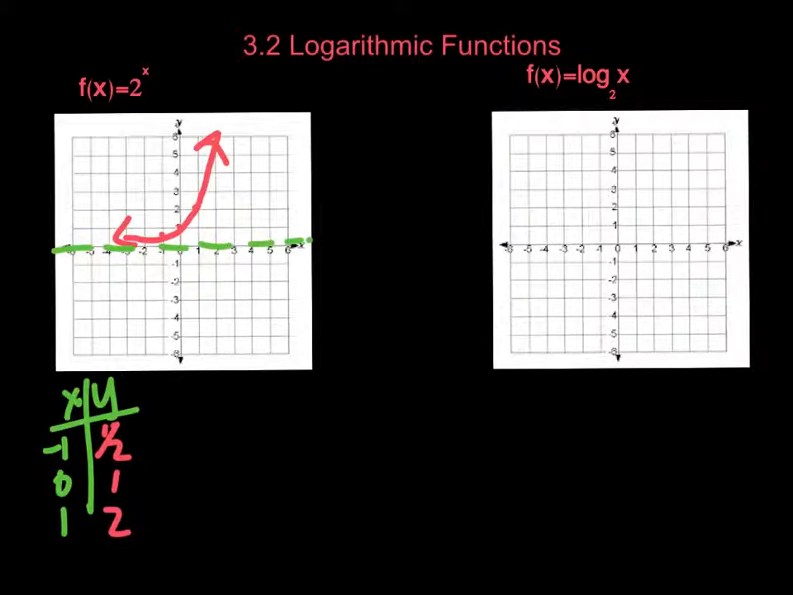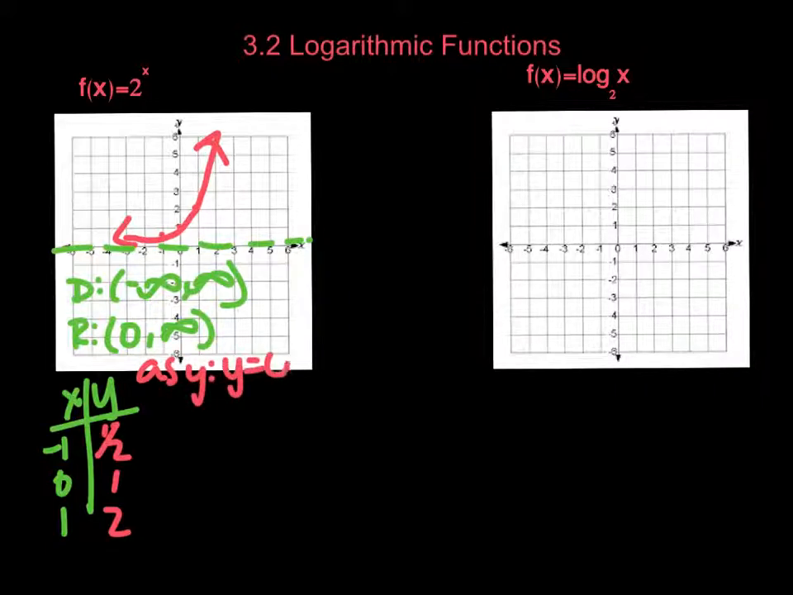Your domain, in this case, was all reals. Range was 0 to infinity. My asymptote is y equals 0. And our end behavior, my limit as x approaches negative infinity, that is my limit on the left. If you notice, it's getting closer and closer and closer to 0. So my limit is getting closer to 0.